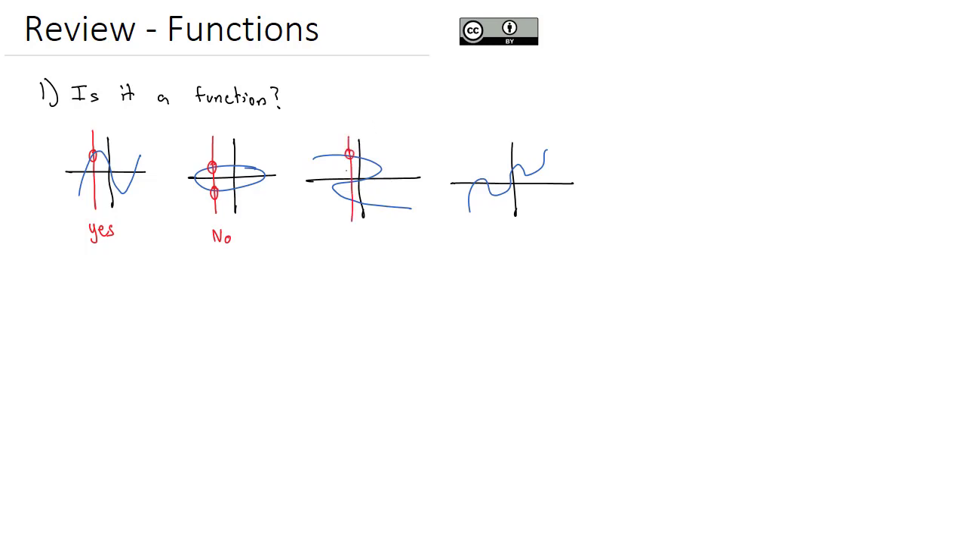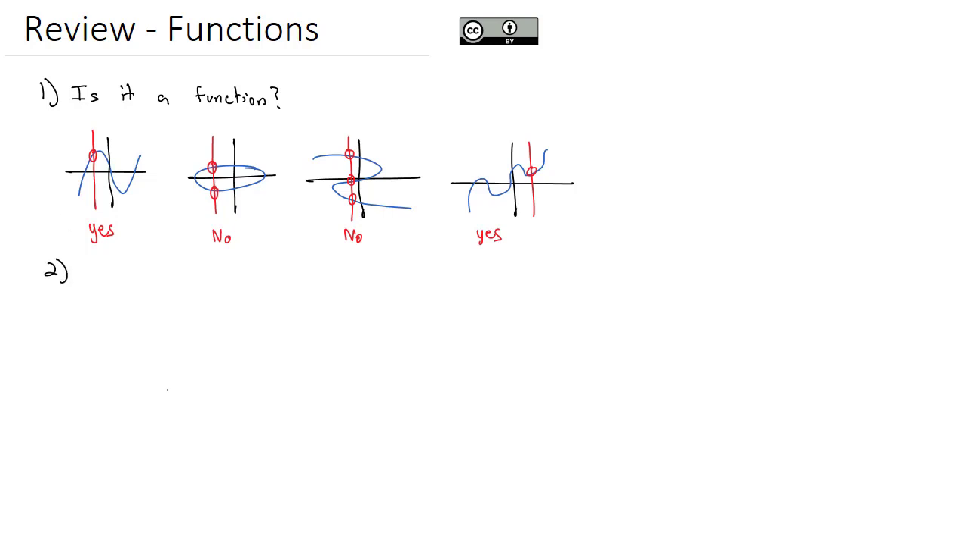Here, if I draw a vertical line through the graph, we cross 3 times. So that one's not a function either. But the last one, no matter where I draw the line on the last one, it is only going to cross once. So that means, yes, it is a function.